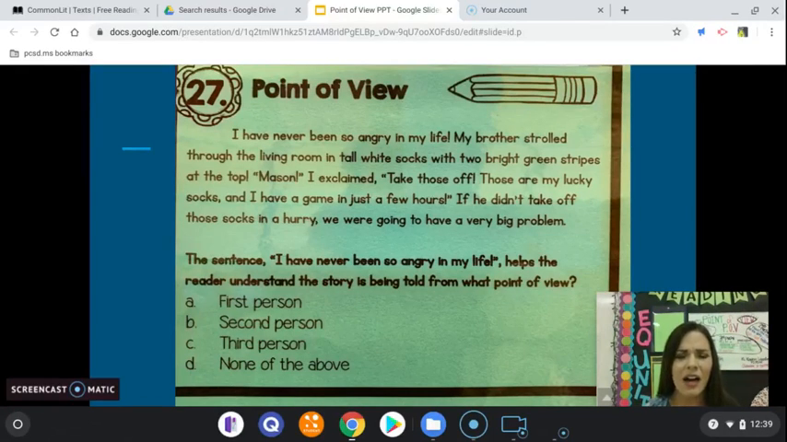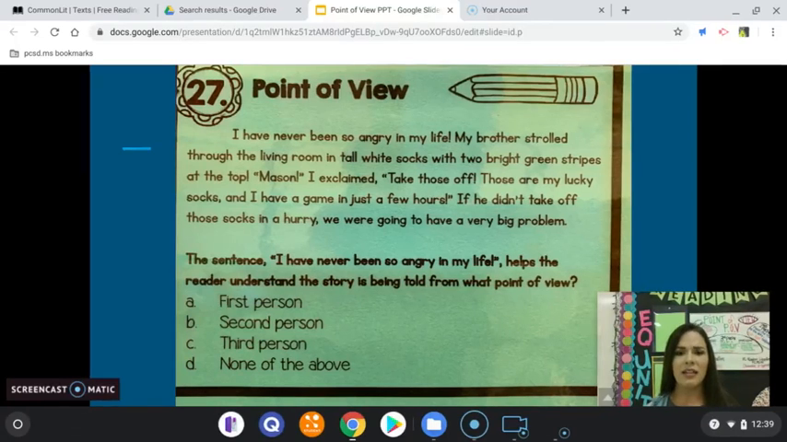So there, in this sentence, "I have never been so angry in my life" helps the reader understand what point of view it's in. It's first person because the narrator telling the story is mad that the brother has on their socks. And it's from their point of view, not the brother's, but the one who's wanting the socks back. So that's first person point of view.